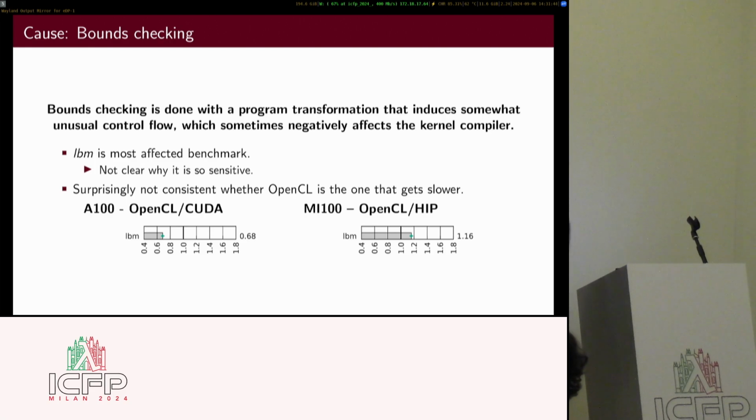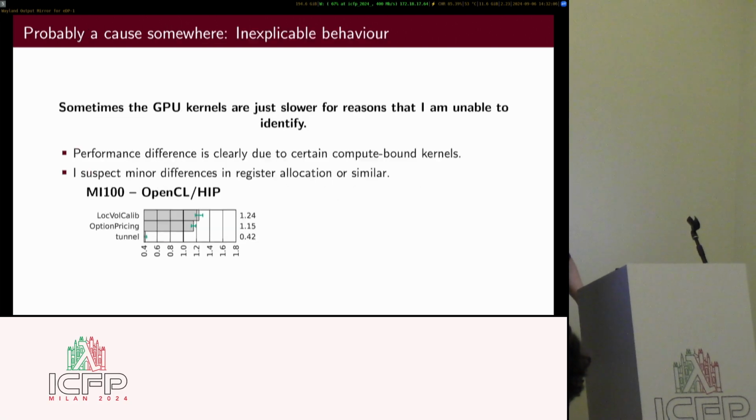And interestingly, on the NVIDIA platform, OpenCL becomes much slower with the bounds checking enabled, and on the AMD platform, OpenCL becomes relatively faster, meaning HIP becomes slower when bounds checking is enabled. So yeah, that is just some kind of black box compiler that doesn't like the code we generated in this specific case. And it's a little bit unclear why LBM is such an outlier.